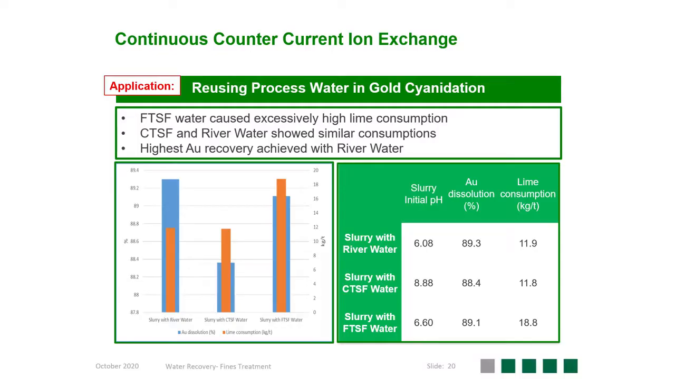Considering another case study at another client, also a gold application, you can see there that FTSF water caused excessively high lime consumption because of contaminants in that water, and CTSF and river water showed similar consumptions of lime. However, the highest gold recovery was achieved with river water.